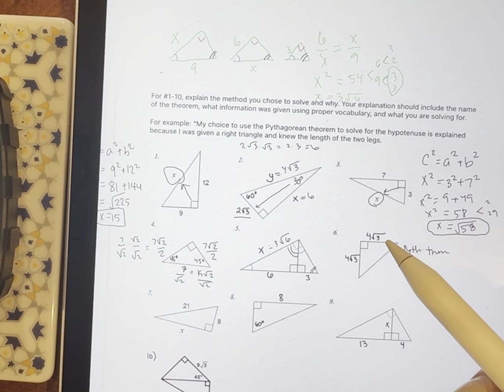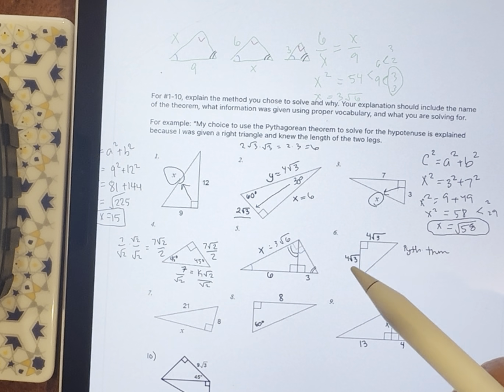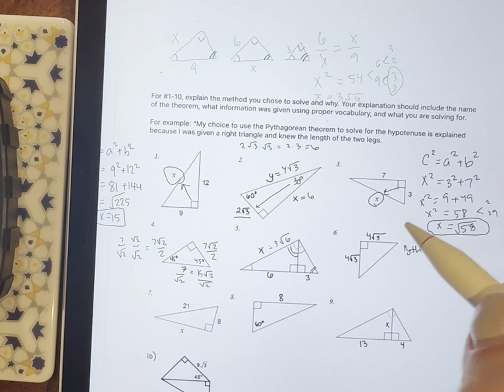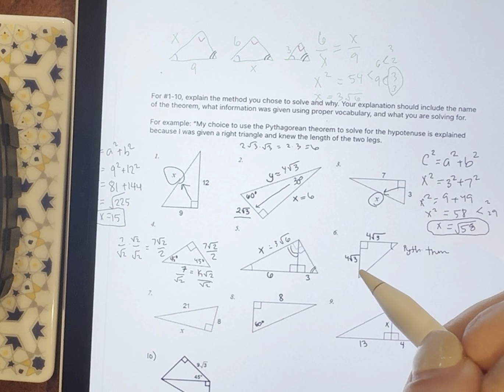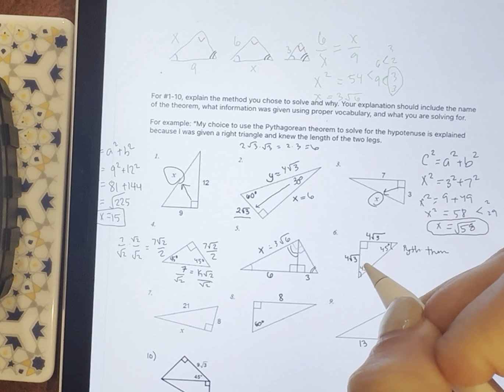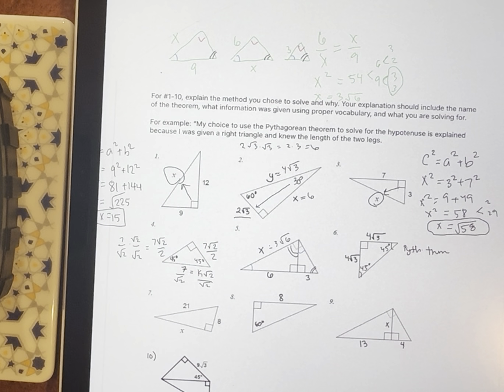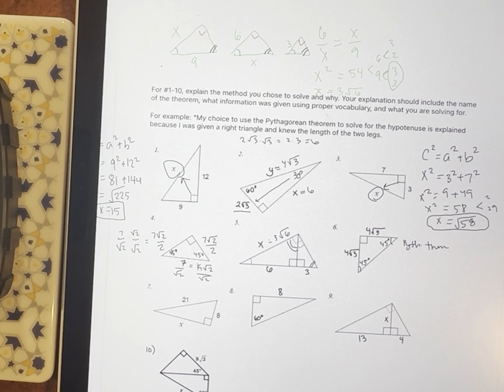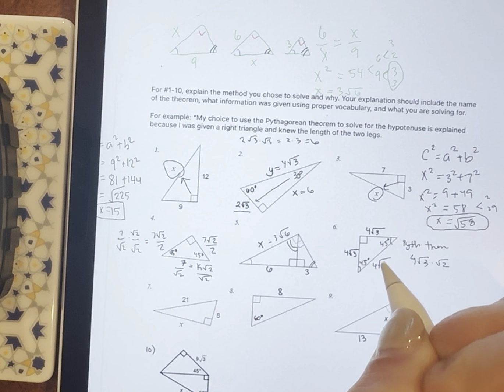Or I might notice if 4 rad 3 and 4 rad 3 mean that these two sides are the same, that means that these two angles must be the same, which means that they can only be 45 degrees. So I can also use 45, 45, 90 to do this one. My choice, okay? I like the 45, 45, 90 triangle. So all I got to do is take my leg of 4 rad 3 and multiply it by rad 2 to get the hypotenuse. This becomes 4 rad 6.